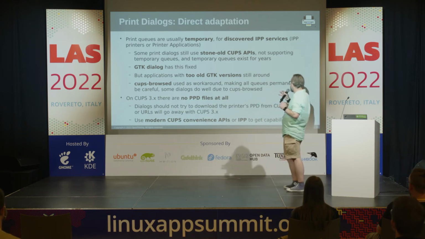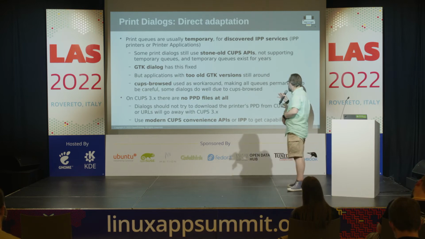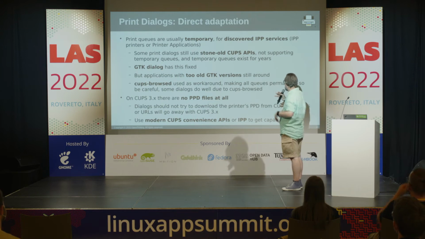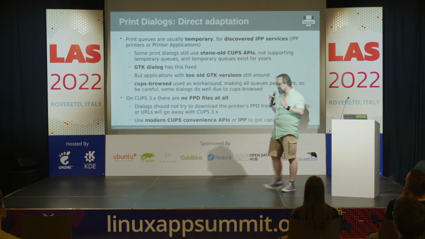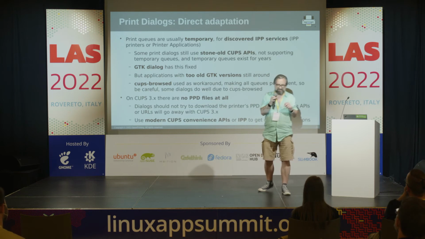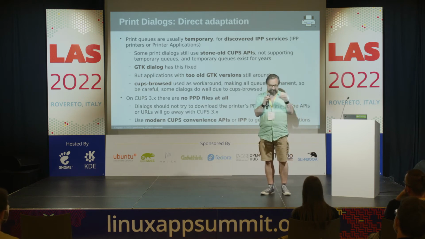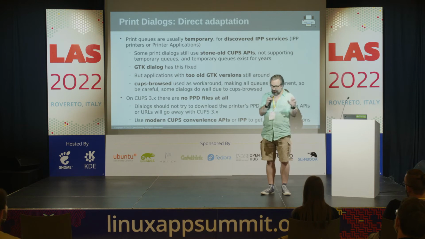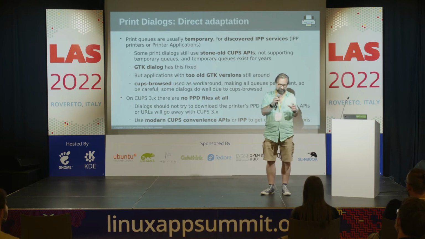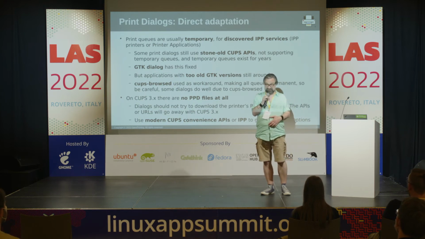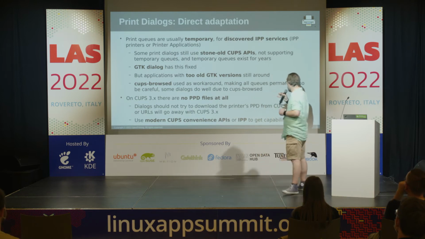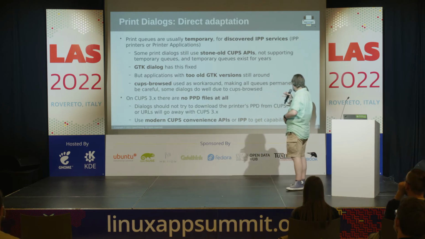And the next thing are print dialogs. Print dialogs also need to work with the new architecture. And the most important thing is, at first, they need to support temporary CUPS queues. These queues, which CUPS and the CUPS clients automatically create based on discovered IPP printers, are created only for doing the print job, and removed 1 minute after the print job is done. And many print dialogs still do not support them.